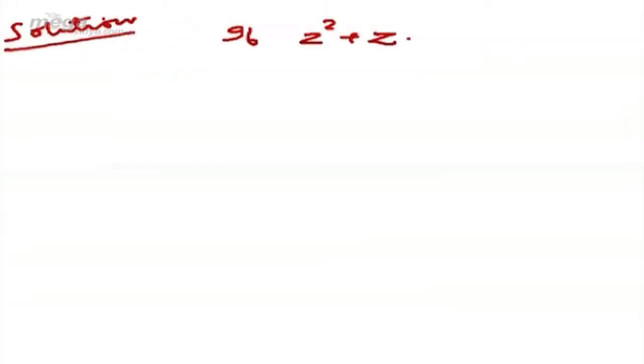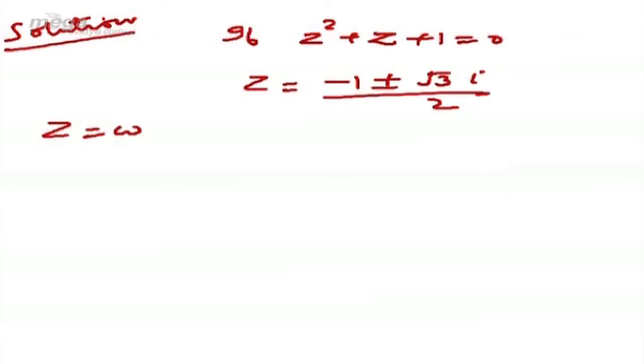Now let us come to the solution. If z square plus z plus 1 is equal to 0, so we will get the value of z is equal to, that is, (minus 1 plus minus root 3 i) by 2. Either z is equal to omega or z is equal to omega square.